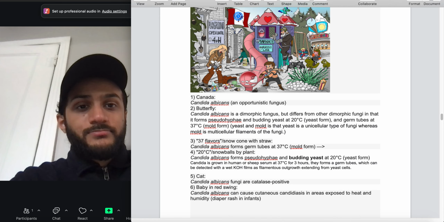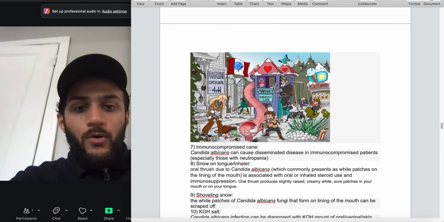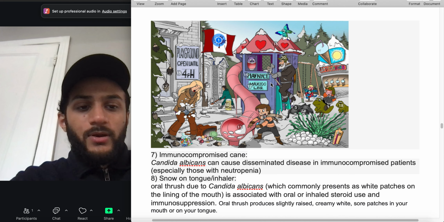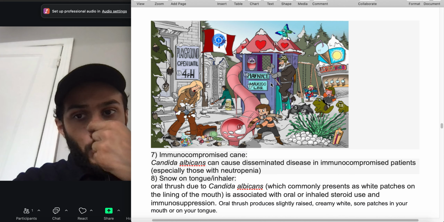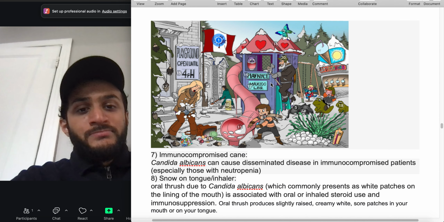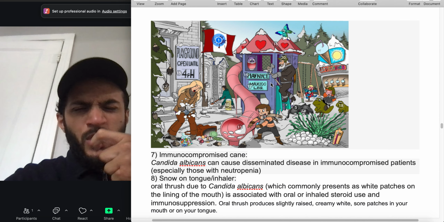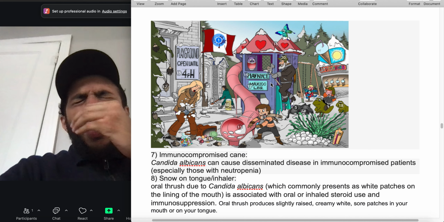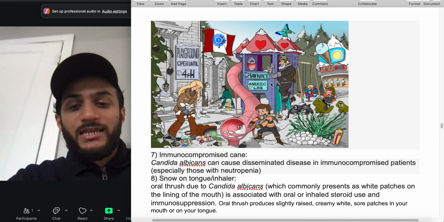infants. Okay, then we're going to come over here to number 7, which is going to be our immunocompromised cane. So this is going to be in the immunocompromised, especially in people who are neutropenic, where it can cause disseminated disease. Okay. The next thing over here is going to be the mouth. It can cause oral mucocutaneous candidiasis.